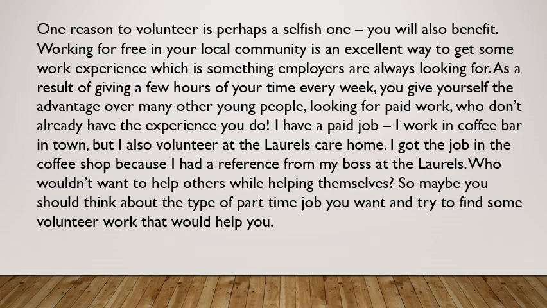So maybe you should think about the type of part-time job you want and try to find some volunteer work that would help you. So there's a good example of a really quite lengthy paragraph that just uses lots of the stages and lots of the tools that were on the previous slide. And that helps us to keep going, and it makes sure that we write persuasively as well.